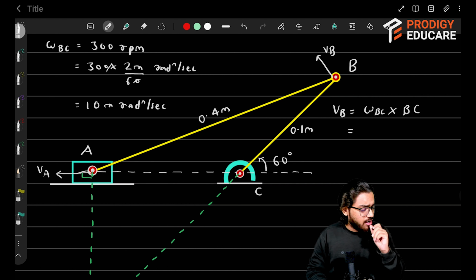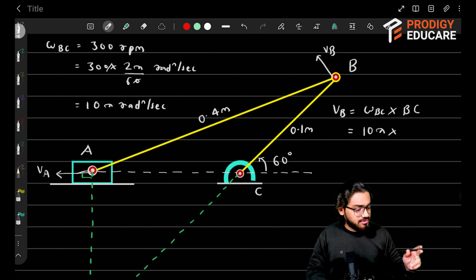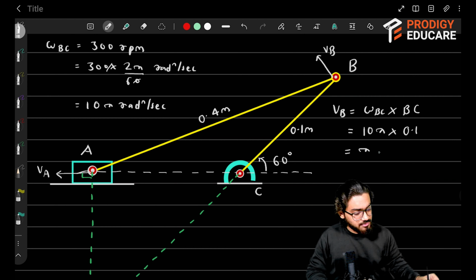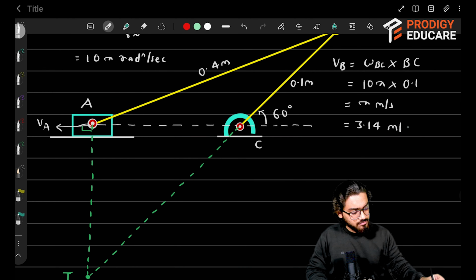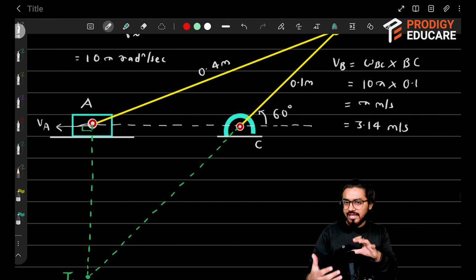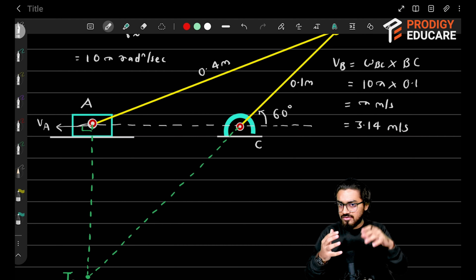Omega BC is how much? It is 10 pi. I'm keeping everything in SI unit so that the answer gets easier. And the length of BC is 0.1 meters. So my answer will be in meters per second, and this particular answer is pi meters per second, or simply I can write 3.14 meters per second. So evaluating the magnitude of velocity of B is pretty easy. As such, we are simply applying V is equal to omega R.